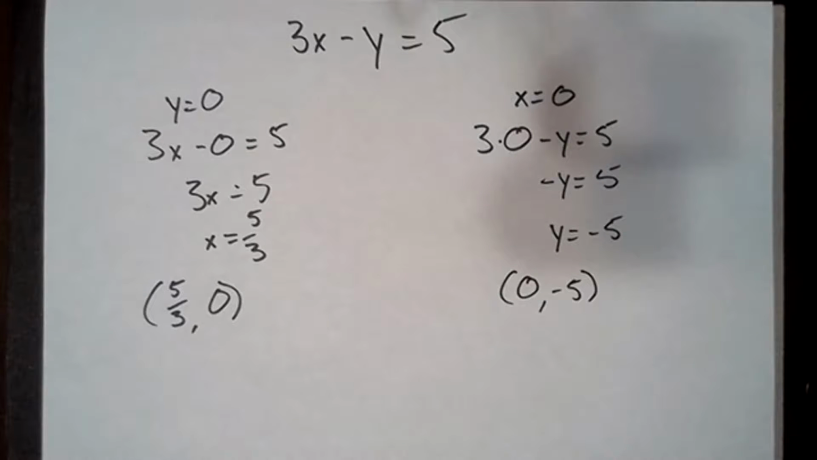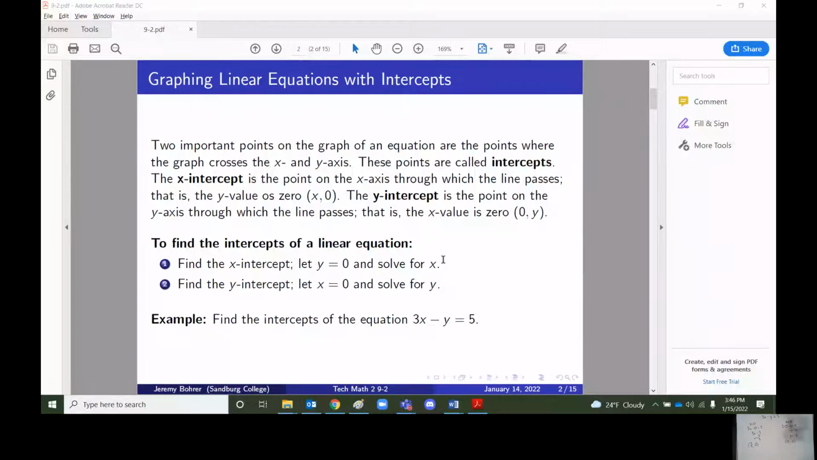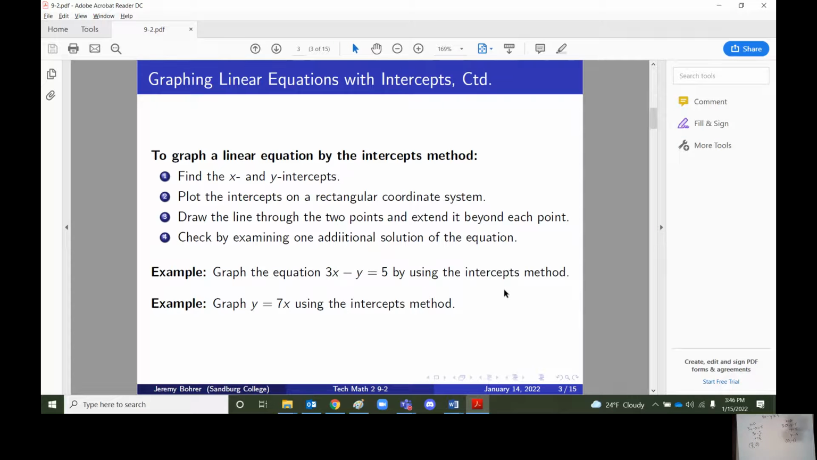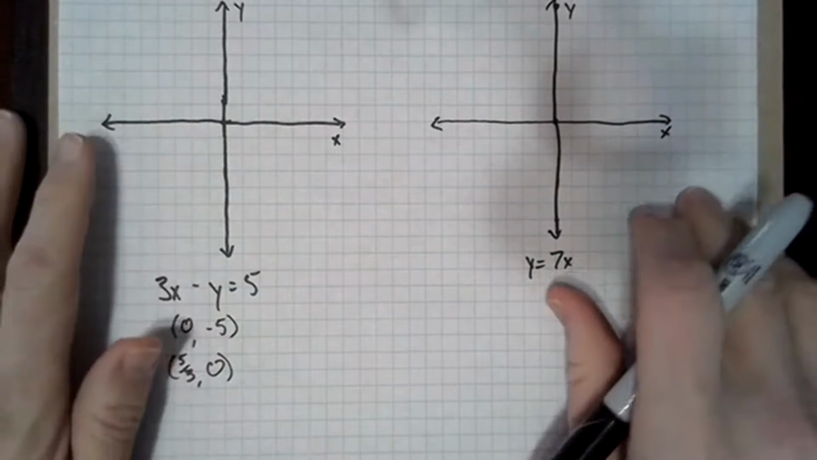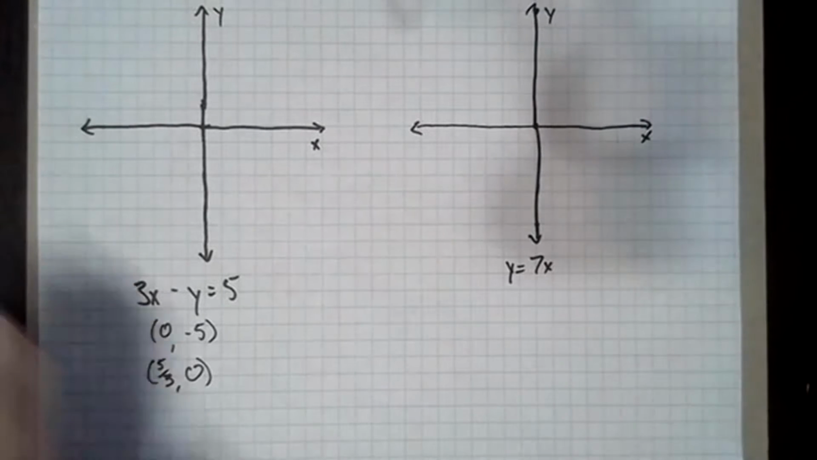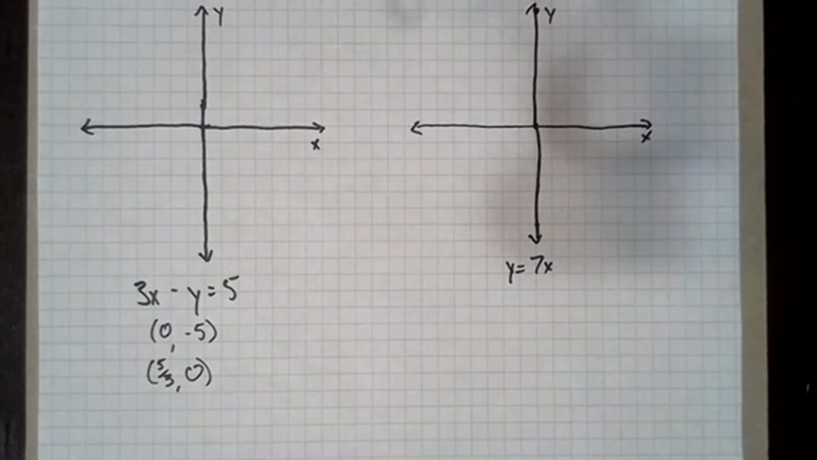For our next example, we want to graph the equations 3x minus y equals 5 and y equals 7x using the intercepts method. So we've already got everything we need for our first, for 3x minus y equals 5.